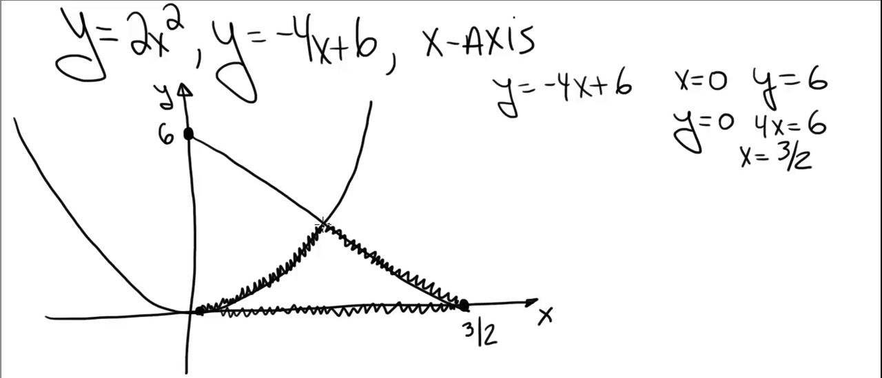So to find the area of this region, we're going to need 2 integrals if we integrate with respect to x. That would be the left part of the region and the right part. We're going to need to find the x-coordinate of the point of intersection.